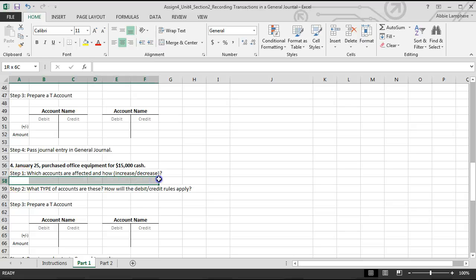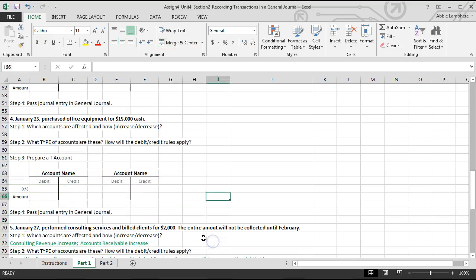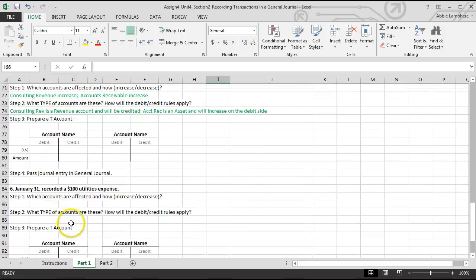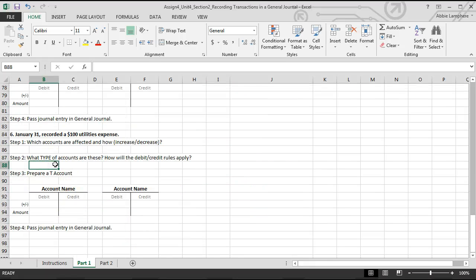And I think you guys can determine the rest, whether they're increasing or decreasing, classifying those accounts, and setting up their T accounts, along with passing the journal entry. Oop, that was down here. Okay, so that's the last one for part one.